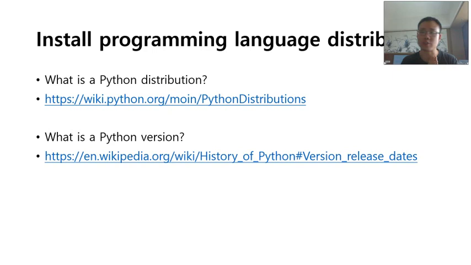Python has numerous distributions. Following this link, you can open it and take a look. It also has different versions. Python has 3.0. Now we advise you to use 3.7, okay, 3.7 or 3.6. They're almost the same.